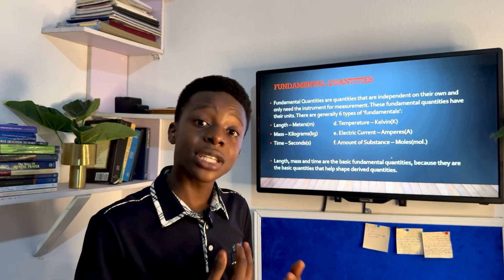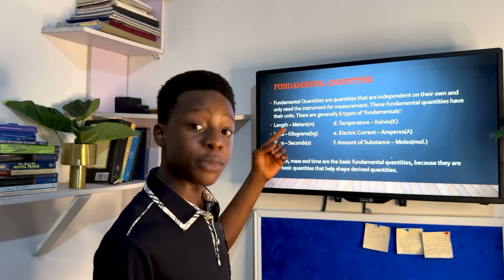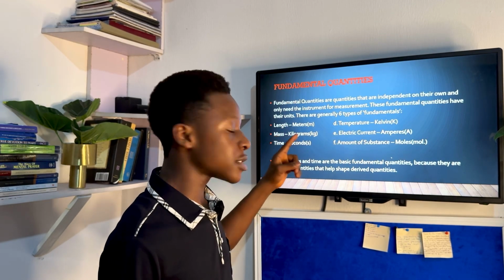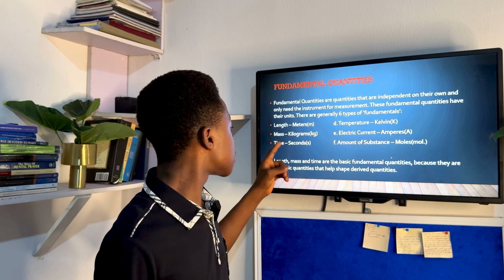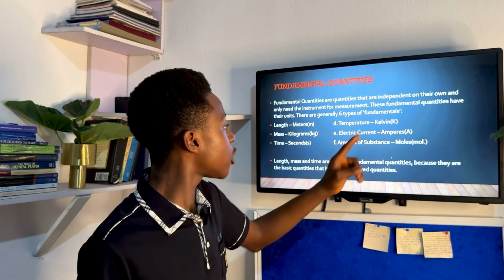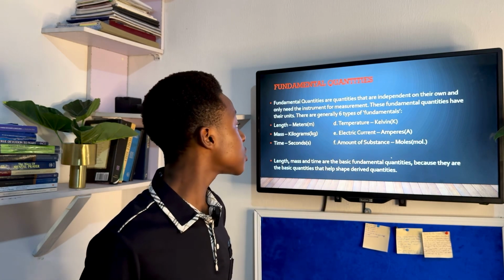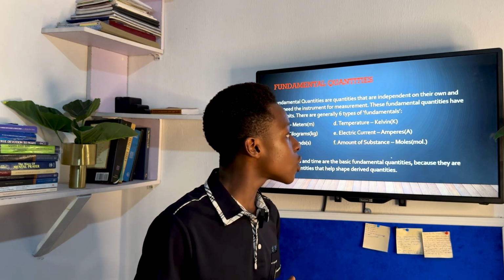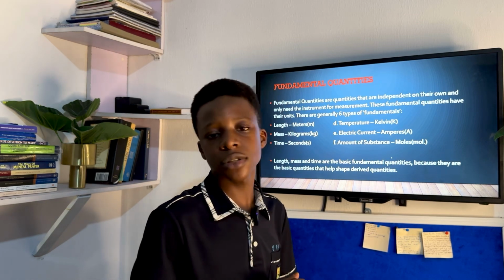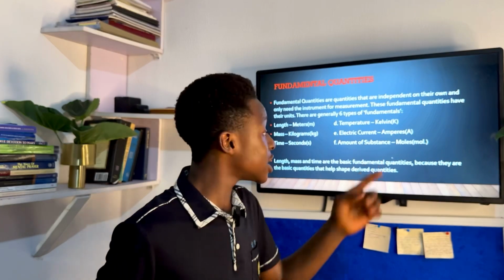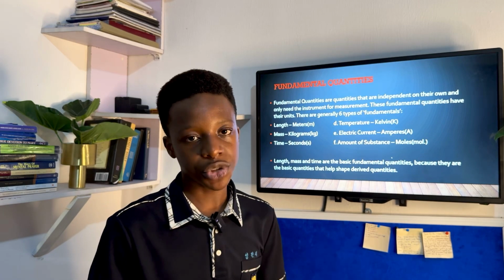These fundamental quantities have their units. The unit of length is meters, m. The unit of mass is kilograms, kg. The unit of time is seconds. The unit of temperature is Kelvin. Electric current is measured in amperes. And amount of a substance is moles, or mol. We're going to get into moles deeper when we study chemistry.